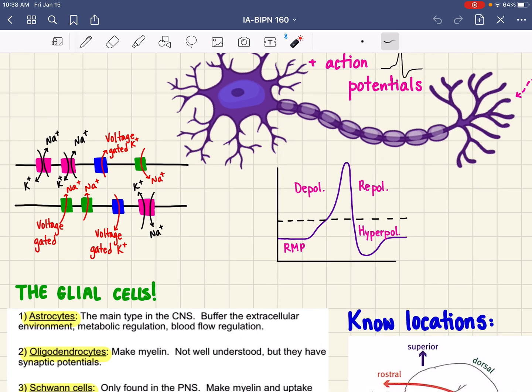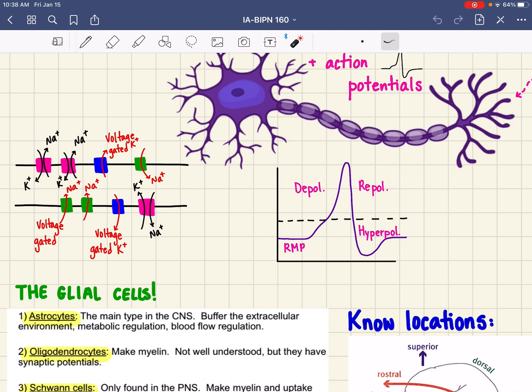And embedded in the membrane, we have different ion channels or different ion pumps, okay? And there are 3 channels that you should know about. The sodium-potassium channel. This channel allows 3 sodiums to come out, 2 potassiums to come in. We have voltage-gated sodium channels. These allow for sodium to come into the cell. And then we also have voltage-gated potassium channels that allow for potassium to come out of the cell.